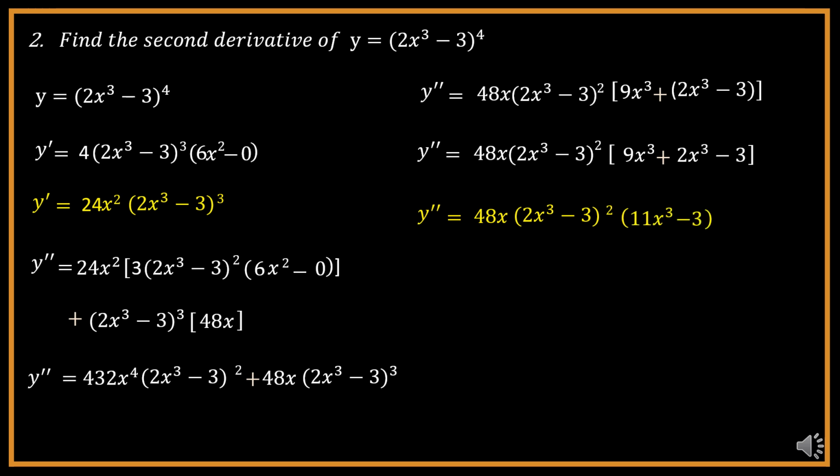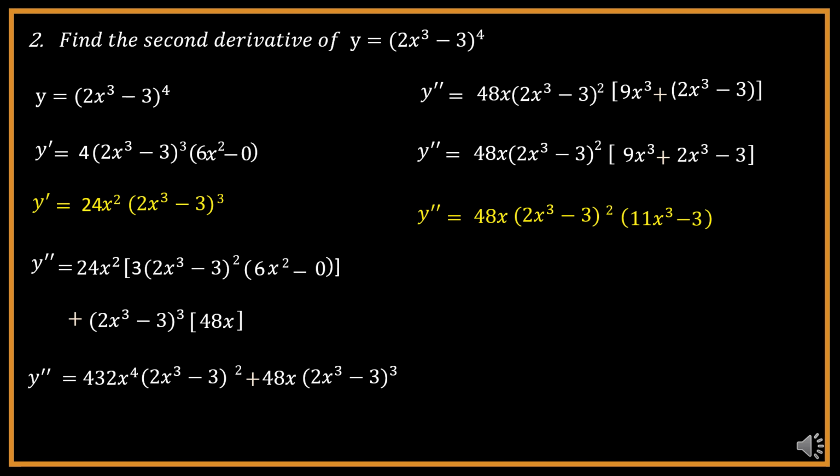Simplify. y double prime is equal to 24x squared times 3 times 6x squared, which is equal to 432x raised to the fourth power, then times (2x cubed minus 3) raised to the second power, plus 48x times (2x cubed minus 3) raised to the third power. y double prime is equal to the common factor, which is 48x and (2x cubed minus 3) raised to the second power.